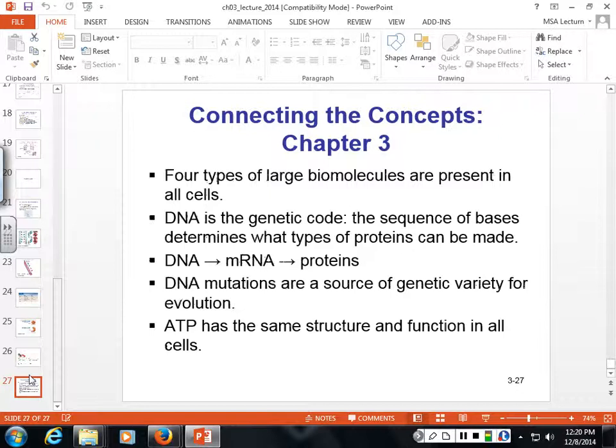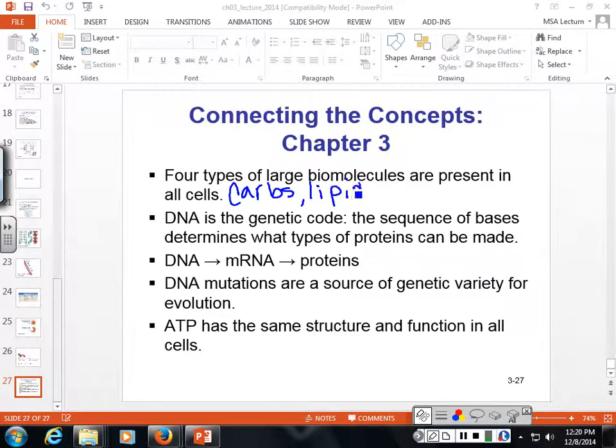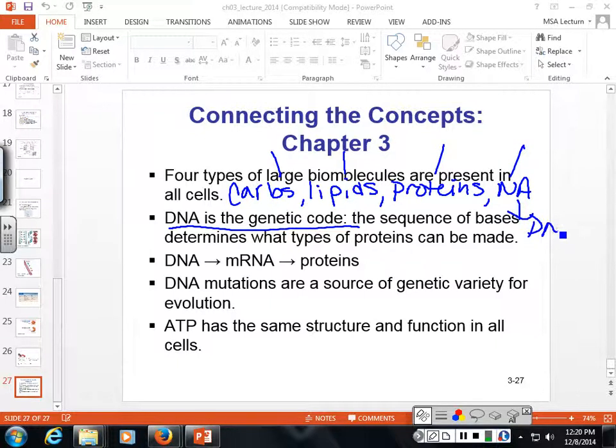Okay, last slide. Just making sure that you're connecting all these concepts. There are 4 types of large biomolecules that are present in all cells. So make sure that you can list what those biomolecules are. We have our carbs, we have our lipids, we have our proteins, and then we have our nucleic acids, right? Make sure you can give me information about each one of these. DNA, it's the genetic code that determines what type of proteins can be made. What is DNA? Remember, DNA is a nucleic acid.